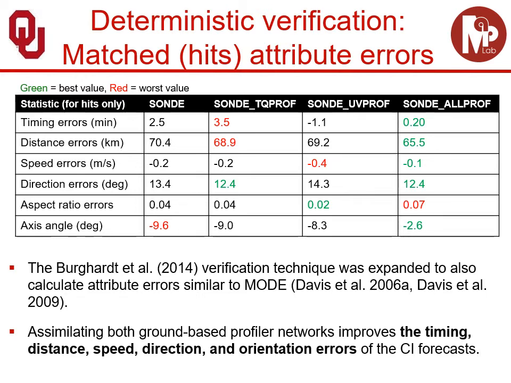So this slide shows attribute errors of the matched object pairs. So for example, looking at the timing errors of all the hits. And we see here that the best forecasts for the objects that are matched are produced when assimilating both data sets together. So we see the lowest timing, distance, speed, direction, and orientation errors in SON-ALL-PROF.